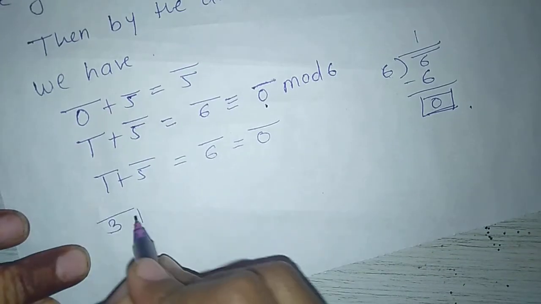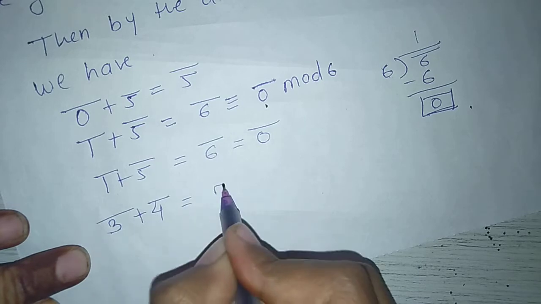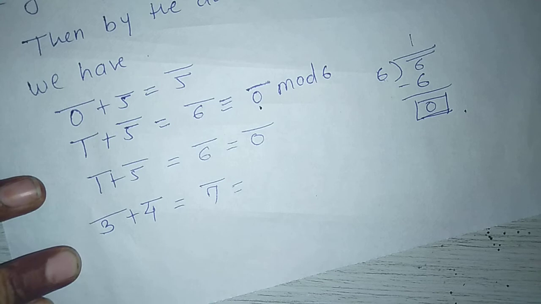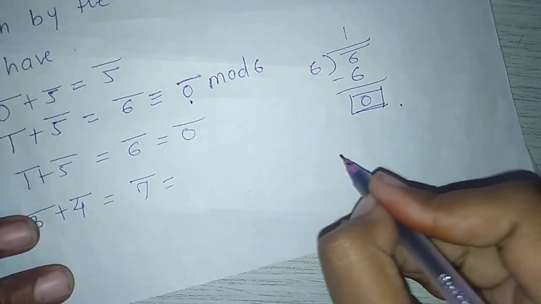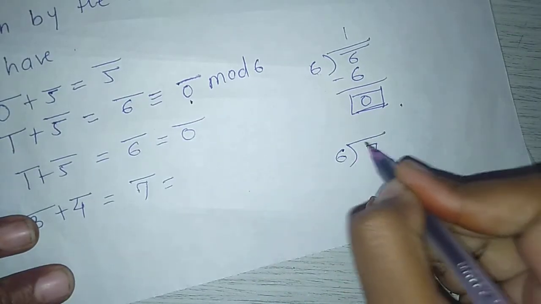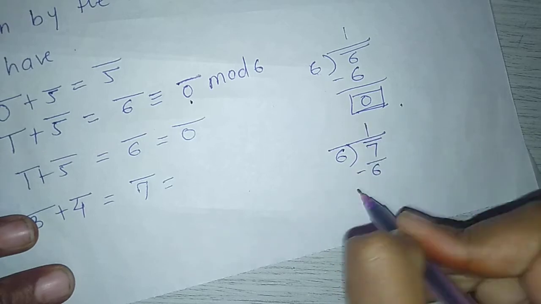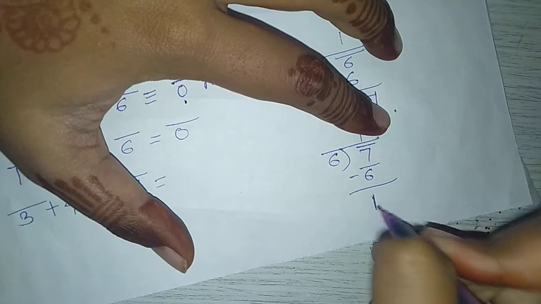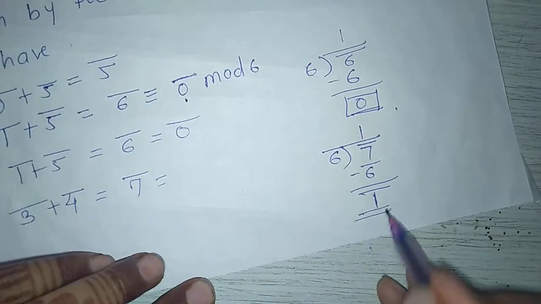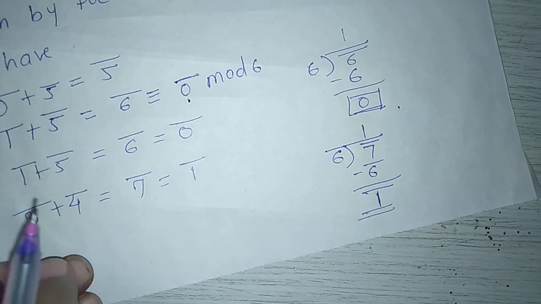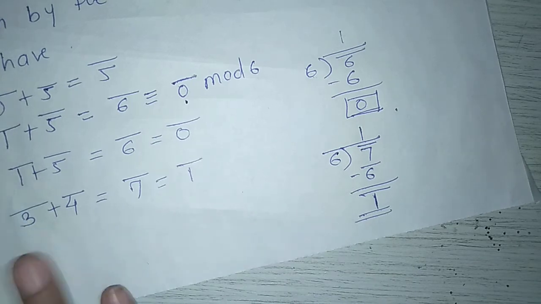Similarly, 3 bar plus 4 bar equal to 7 bar. 7 bar under modulo 6 we get 1 bar. How? 6 into 1 is 6, we get here remainder 1 bar, means 7 bar equal to 1 bar under modulo 6.